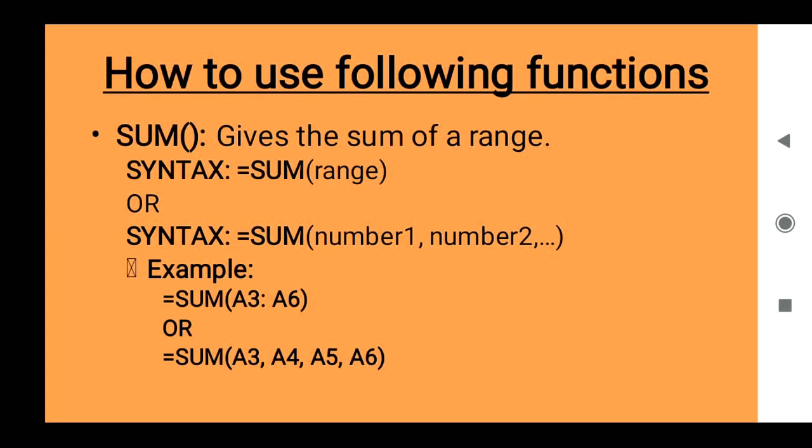According to the first syntax, SUM(A3:A6). This is called range. And the second example, =SUM(A3,A4,A5,A6). So these are called number 1, number 2, number 3, and so on.